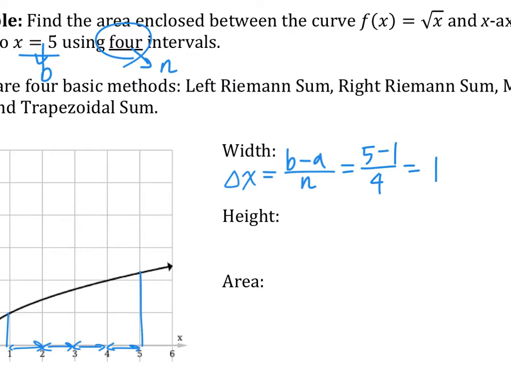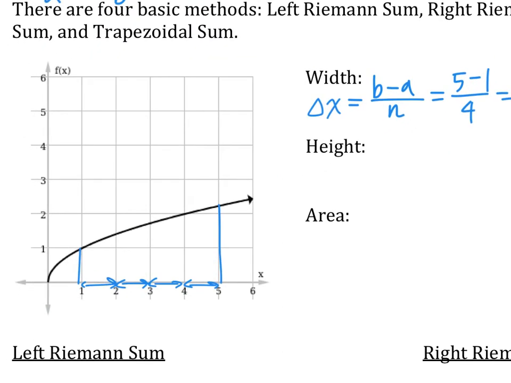Okay, height. Height depends on where you are, right? So you're going to break this into 4 intervals. The first one we're going to do is left Riemann sum. Left Riemann sum means when we break this into 4 intervals, like so, we take the left-hand side of each interval and we use that as the height. So the first interval is between 1 and 2. The left Riemann sum uses the left-hand side, and we draw a rectangle using the height of the left-hand side. Okay?